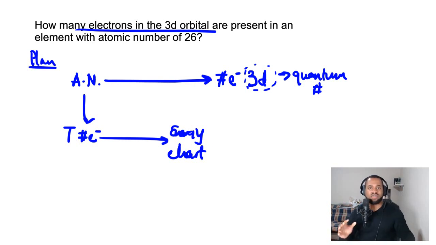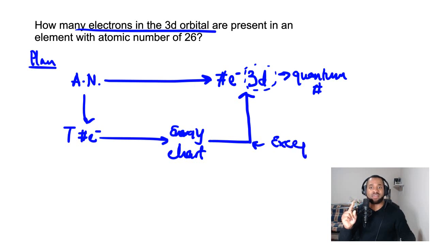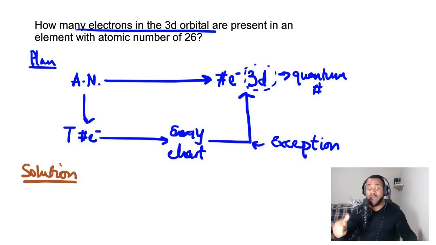So once you have this taken care of, our next thing, to get to our final number of electrons, is to be aware of specific exceptions. The exceptions will be really crucial, so we keep those at the back of our minds in order to successfully arrive at our final answer to this question. So the solution means that we need to follow this particular plan in order to arrive at our answer.